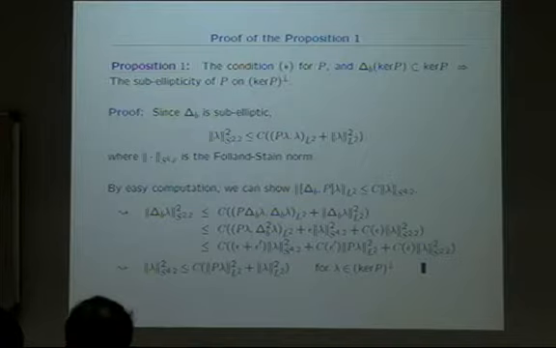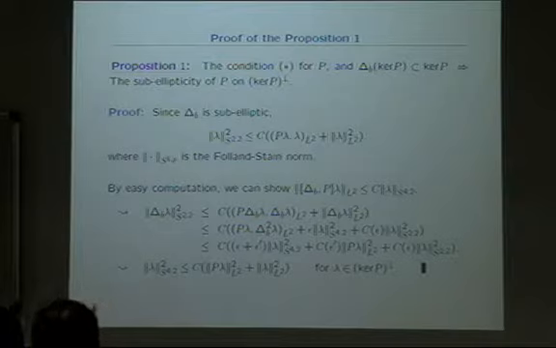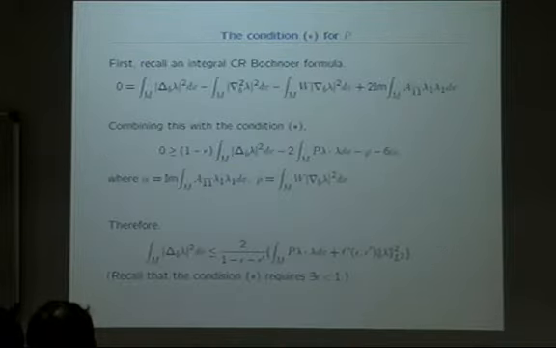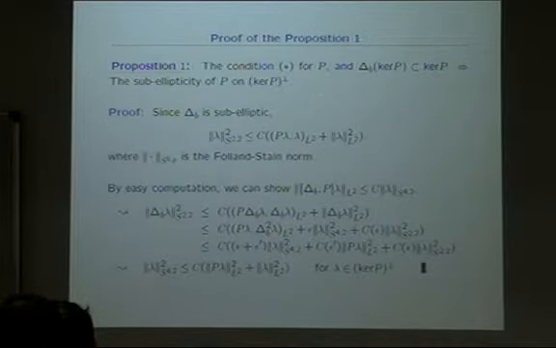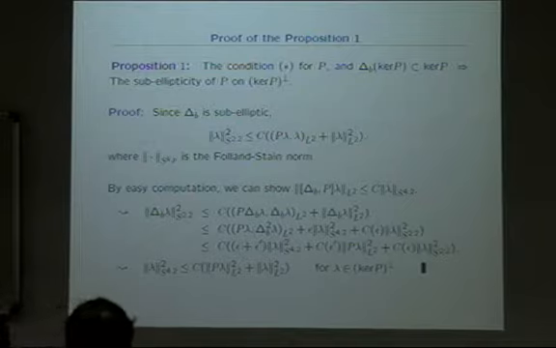Next, I show the proof of proposition 1. So here we assume the condition star for P and the condition for kernel P. Because the sub-Laplacian is always subelliptic, using the previous inequalities, we can estimate the left-hand side from below. So we can get this estimate of this norm.